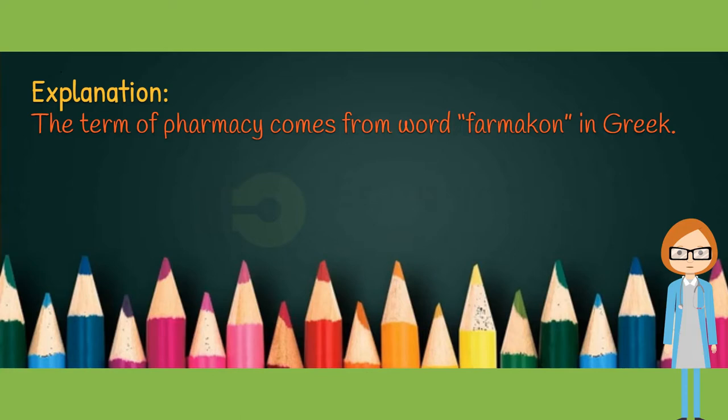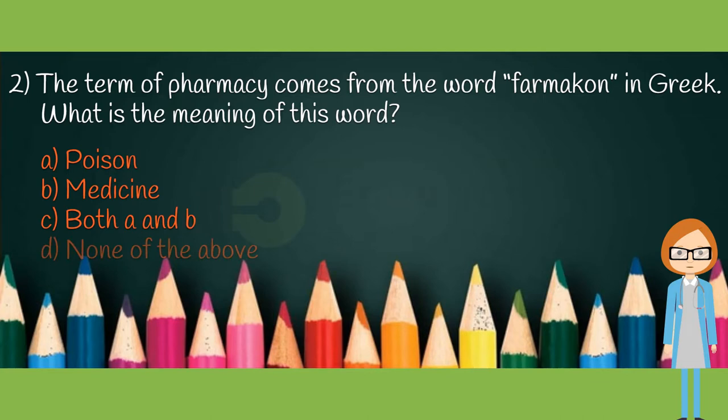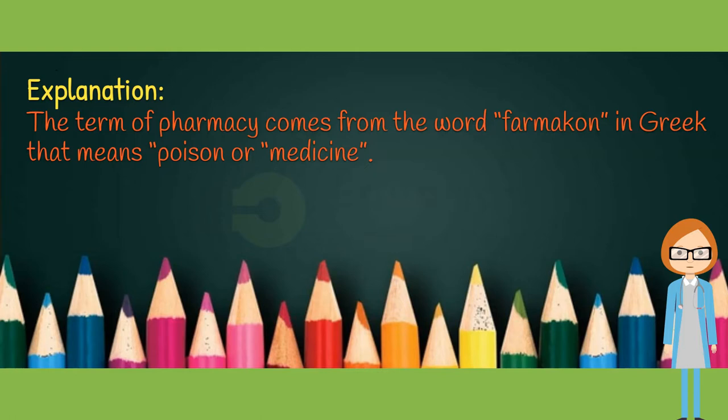Question 2. The term pharmacy comes from the word pharmakon in Greek. What is the meaning of this word? Option A, poison. Option B, medicine. Option C, both options A and B. Option D, none of the above. The correct answer is option C. The term pharmacy comes from the word pharmakon in Greek, which means poison or medicine.